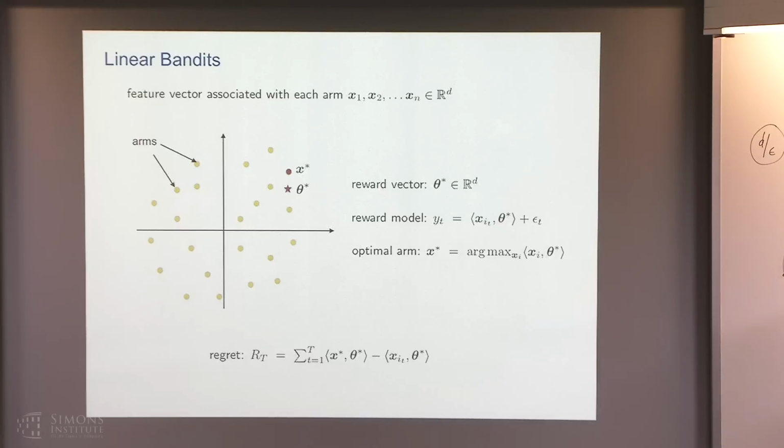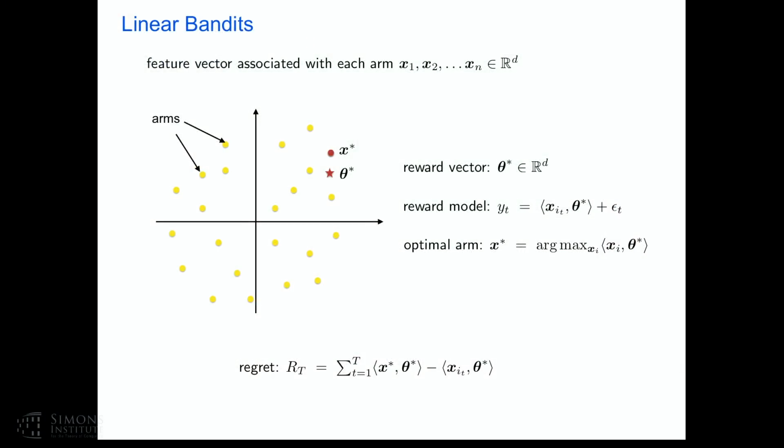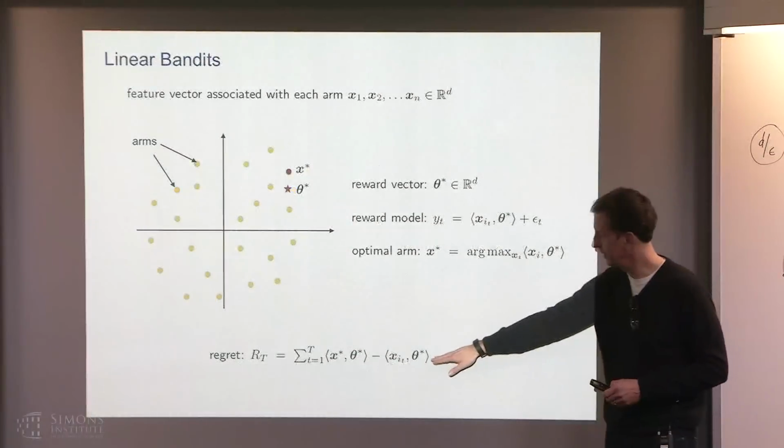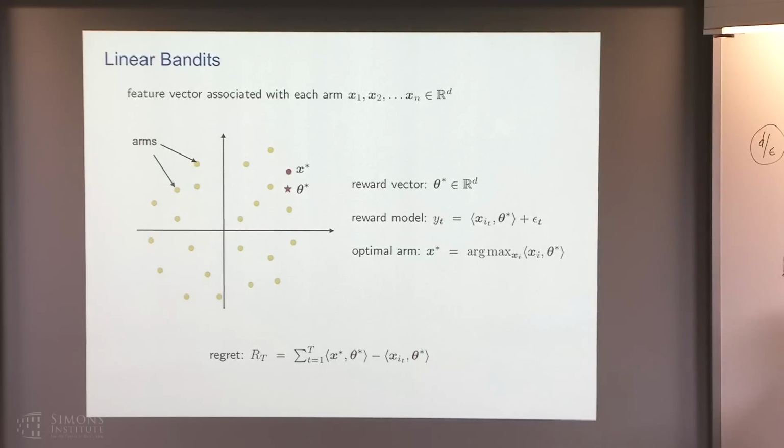And the regret we're going to look at is the difference between the expected reward we get if we played this optimal arm all the time versus the expected value of the rewards we receive by playing the arms we select along the way.